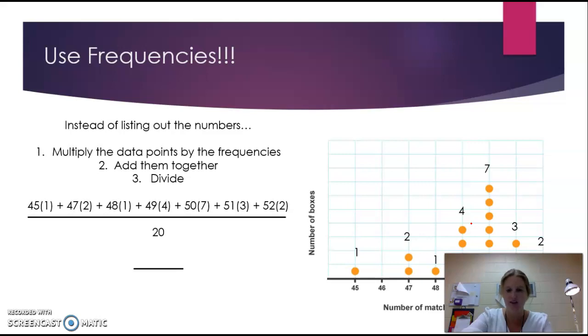You can see I'm multiplying the data point, which is the number on the x-axis, by its frequency, which I put at the top, and then I'm dividing it by 20 because there's 20 dots on the dot plot total. And this is for finding an average, okay?